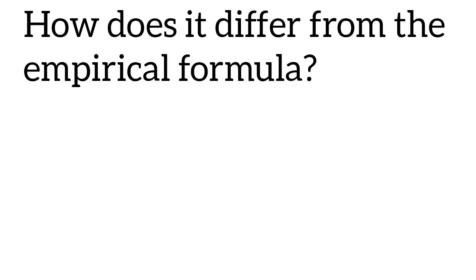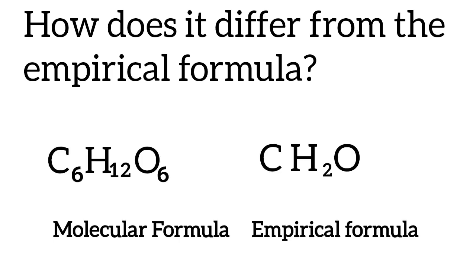How does it differ from the empirical formula? The empirical formula shows the simplest whole number ratio of atoms in a compound, while the molecular formula shows the actual number of atoms of each element in a single molecule. For example, the molecular formula for glucose is C6H12O6, but its empirical formula is CH2O because the subscripts can all be divided by 6 to get the simplest ratio.